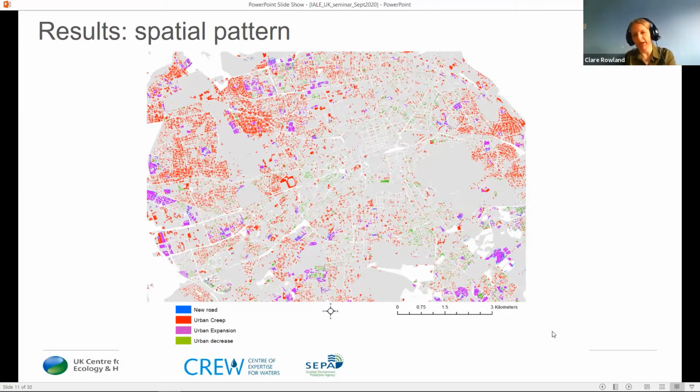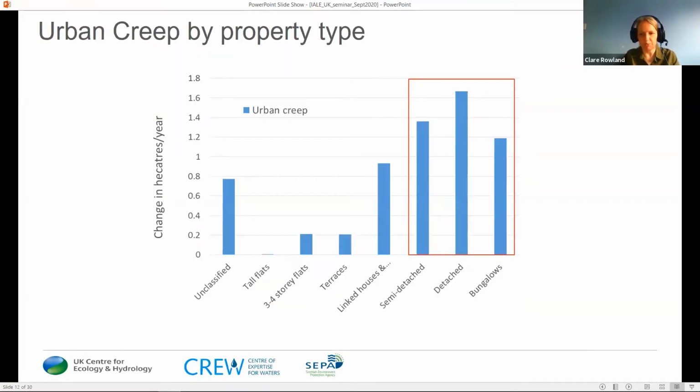So we can look at the spatial pattern, but because it's spatial data, that then means we can analyse it with other spatial data sets as well. So we've got some data on the types of property across Edinburgh. So we know where the semi-detached properties are, the detached properties, the bungalows, the terraces and the flats. And so what we find is, I suppose unsurprisingly, that you don't get very much urban creep when you've got tall flats because there's no exterior space for them to expand into. You get the highest rates of urban creep when you look at the semi-detached, detached and bungalow properties, because those are the ones typically that have the biggest gardens, so they've got the space to have urban creep.